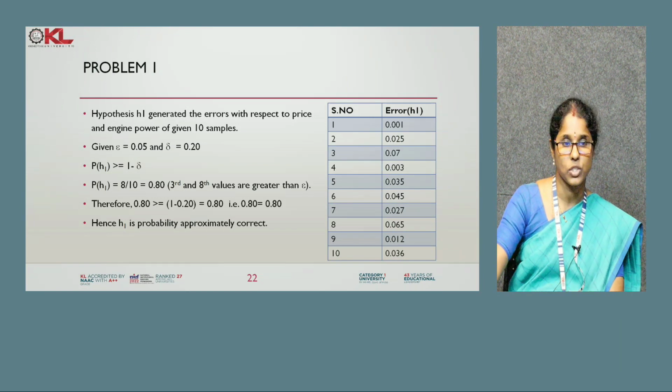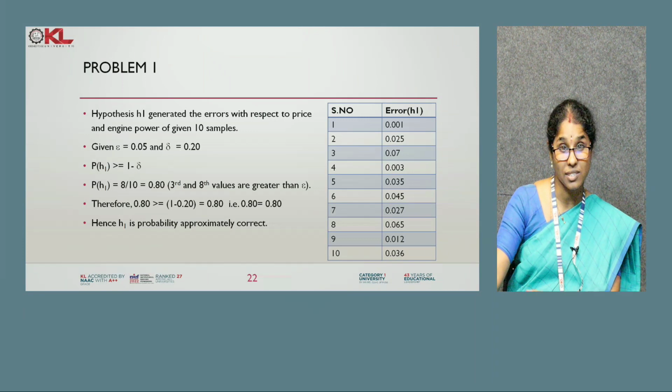That's the concept that you have generated. Now check with the delta. What is the delta value? Here it is 1 minus delta. Delta is 0.20, so 1 minus 0.20 is 0.80. Now check: P of H1 is equal to 0.80 and 1 minus delta over here is 0.80. So your P of H1 is greater than or equal to 1 minus delta. Whenever P of H1 is greater than or equal to 1 minus delta, your H1 is probably approximately correct, because it is satisfying the condition, and accuracy is high.